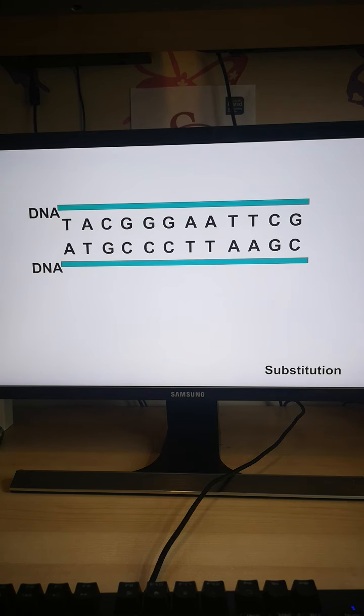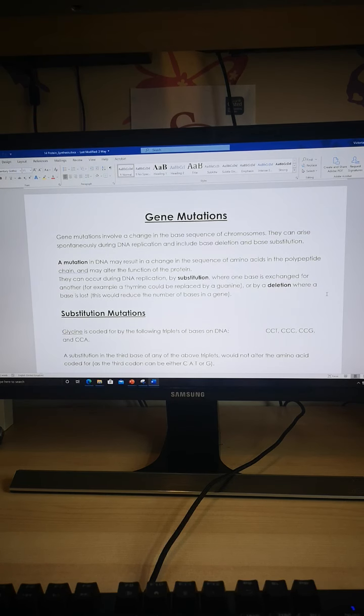Now, in your keynotes, you are working on page 11 at the top. Just a bit of a recap of what we've already talked about. So this idea, gene mutations involve a change in the base sequence of a DNA molecule, so of a chromosome. They happen during DNA replication.